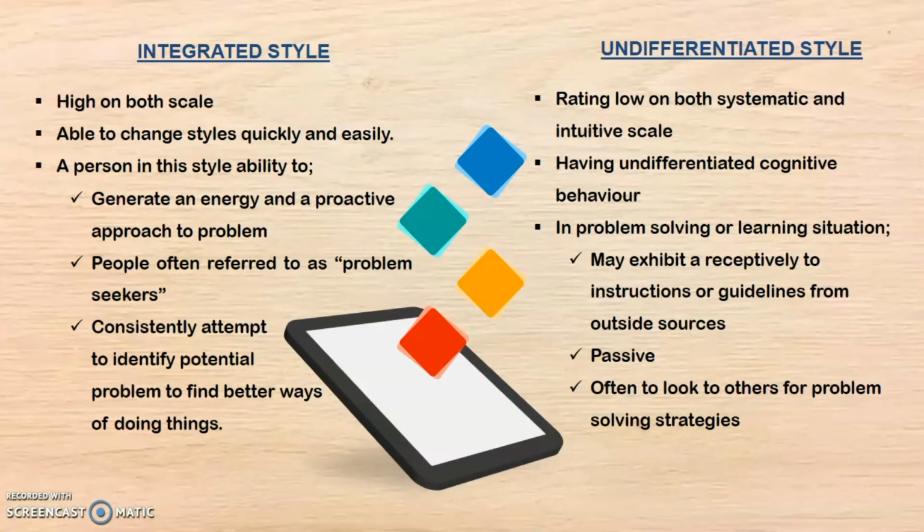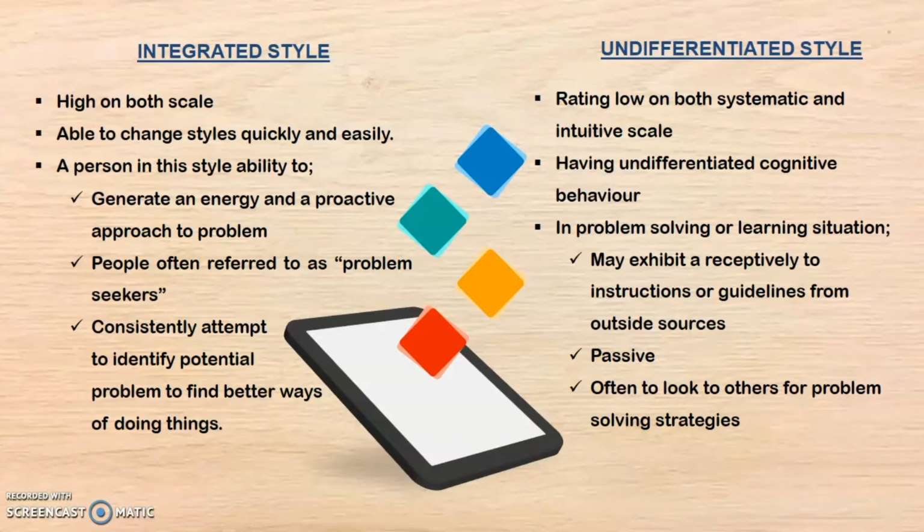So, the third style is integrated style. For this style, that person may be high on both systematic and intuitive scale. They are able to change style quickly and easily. That person has the ability to generate energy and a proactive approach to solving a problem. That people are often referred to as problem seekers.